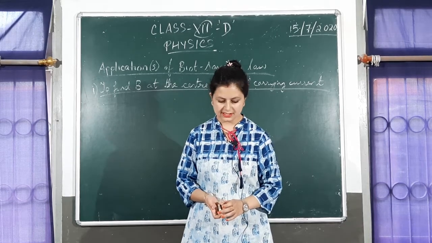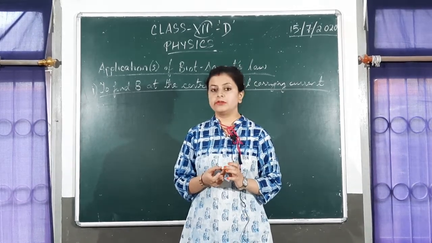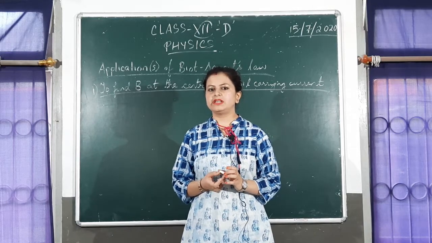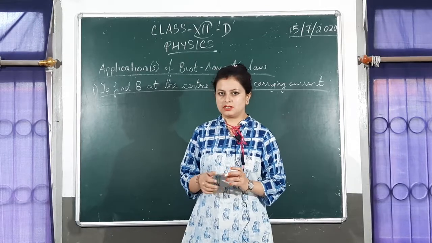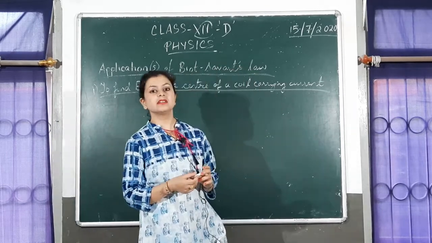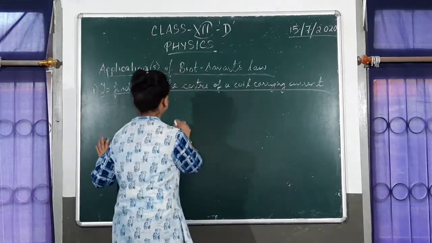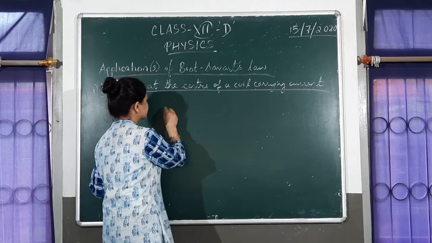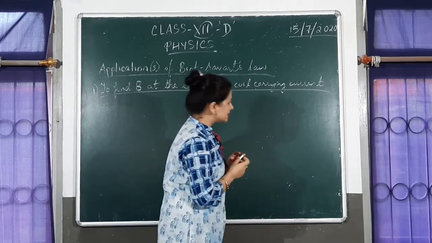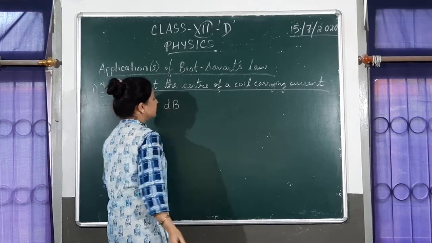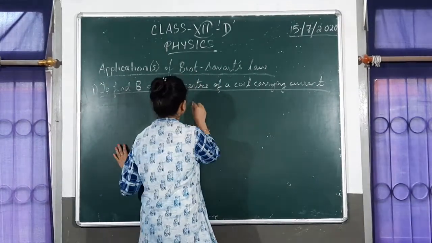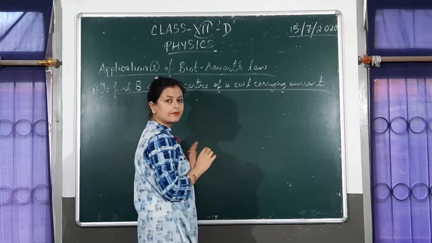Good morning, students. We are continuing with Biot-Savart's law that we had started with in the last chapter. Let us revise what Biot-Savart's law is in brief. The law stated that the magnetic field intensity dB due to a current element is proportional to four factors.